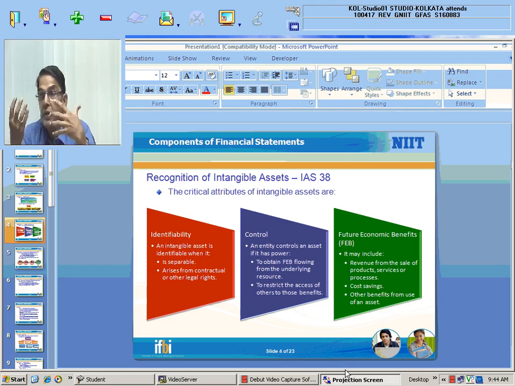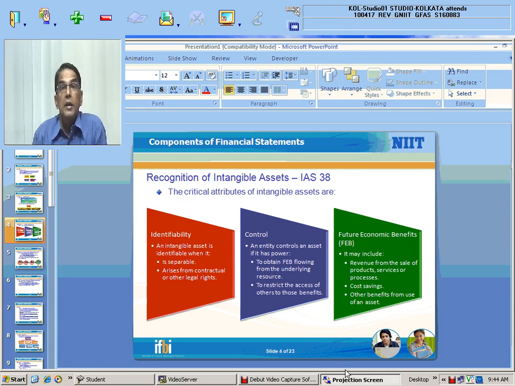So when your advertising expenditure is incurred, you are creating a possibility that you are going to get a number of customers in future, fine, there will be future economic benefits, but you do not have control, really speaking. Because of the advertisement, some of them will come to you to buy the goods, but some of them can go to your competitors to buy similar goods. You cannot restrict others' access to those benefits. So your competitor also gets benefits.